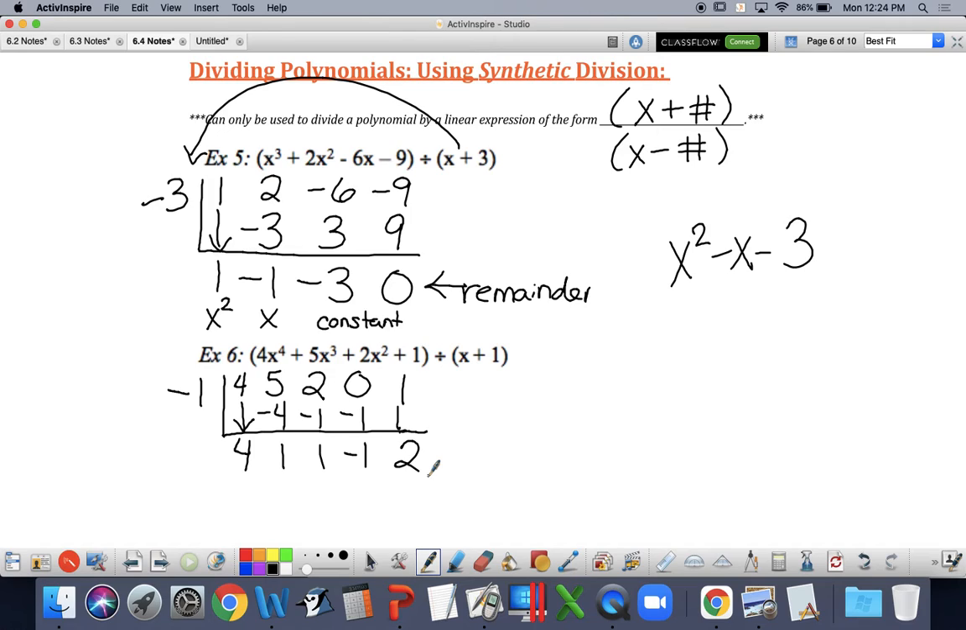All right, did everybody get a remainder of 2 on this one? So is x plus 1 a factor of this polynomial? No, it is not. But when I divide these two polynomials, I get 4x cubed plus x squared plus x minus 1 and a remainder of 2 over x plus 1, because that's what I was really dividing by, x plus 1. I put the -1 over here because that's the process for using this shortcut.